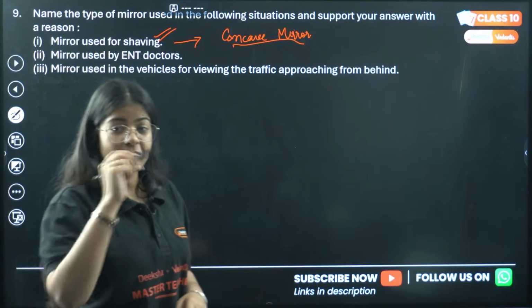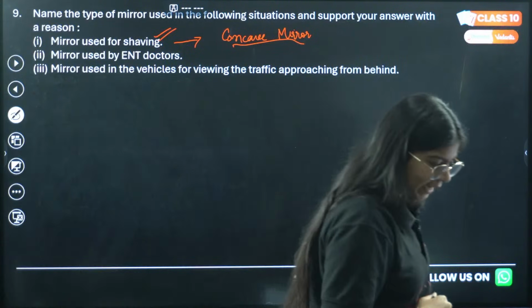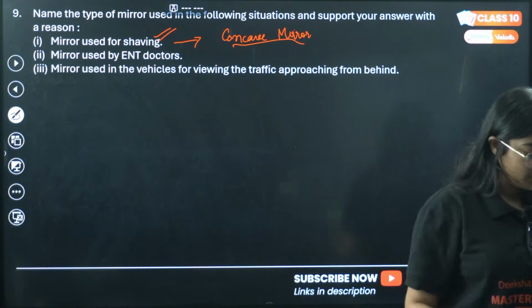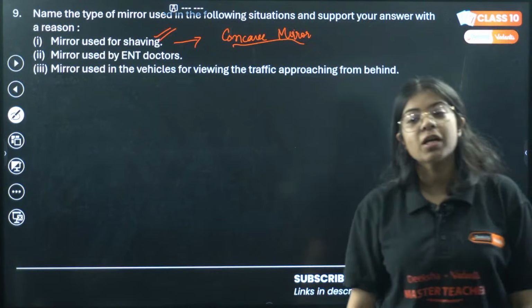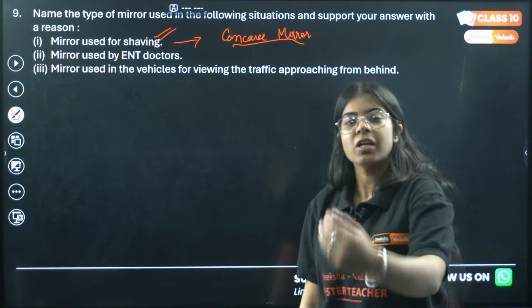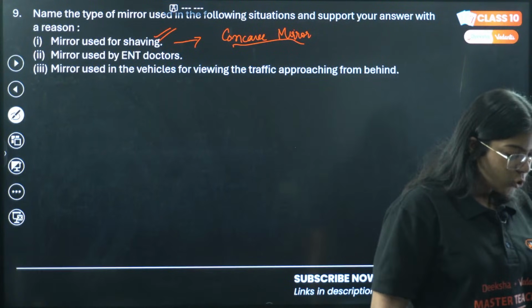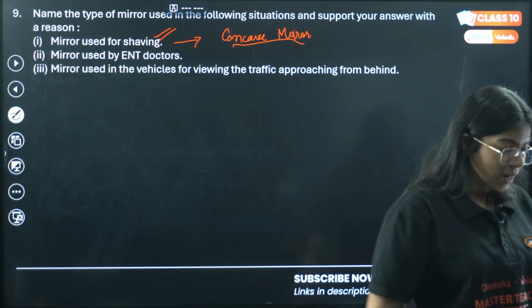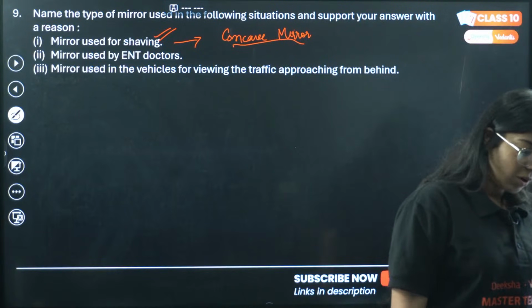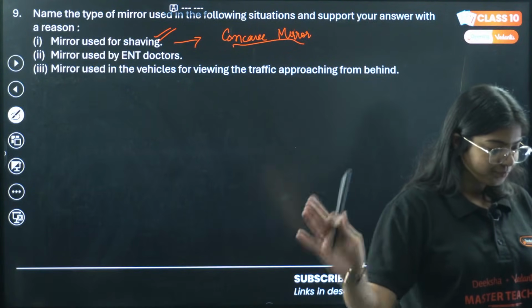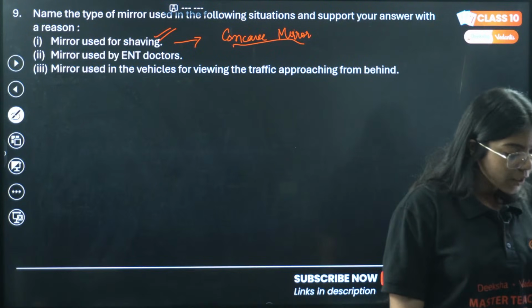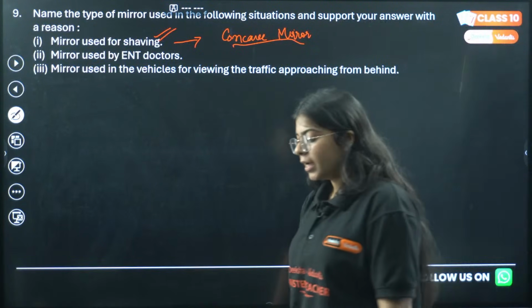So the first is true, it's concave. What will be the second? ENT doctors. No, it's actually concave because we want a larger image, correct? So we use a concave mirror. Shivangi, Piyush, Radhe, all were correct. Now you understand. Whoever said plane mirror, is it clear now?